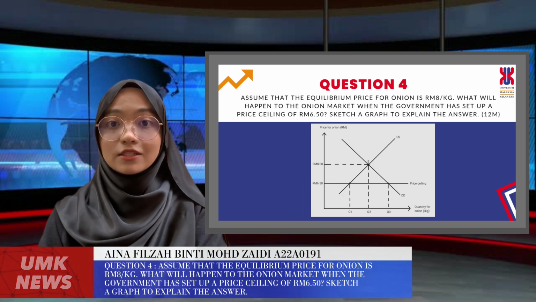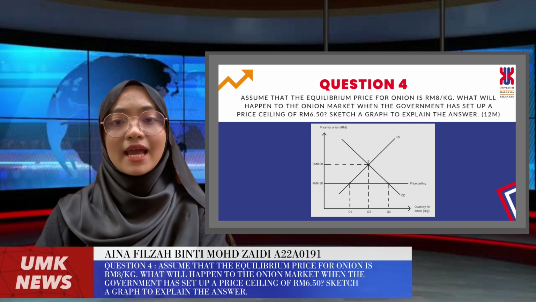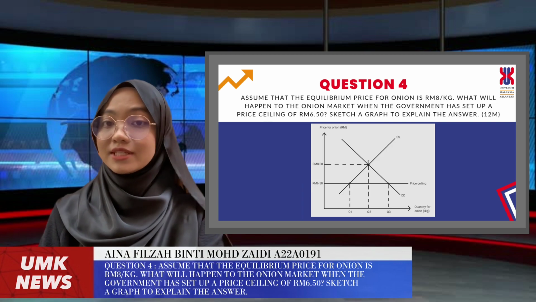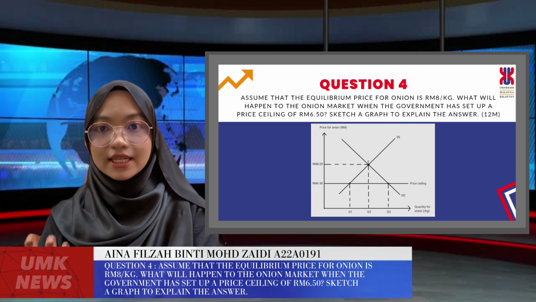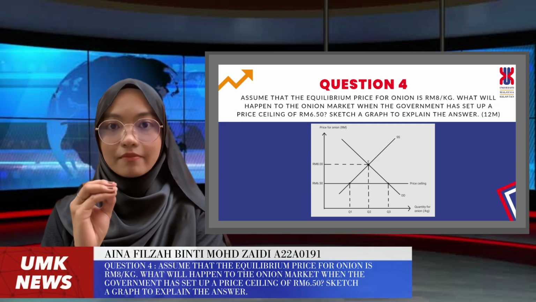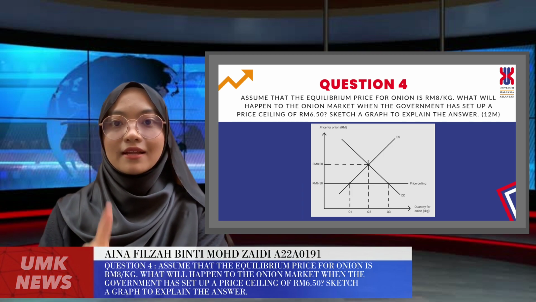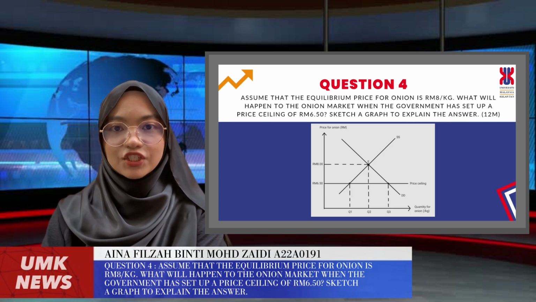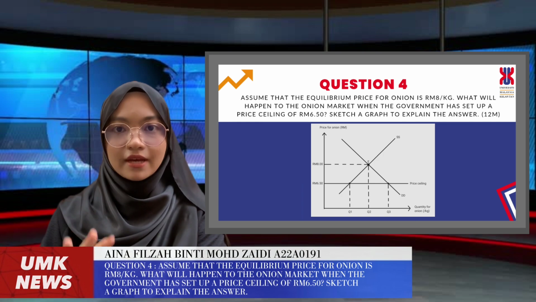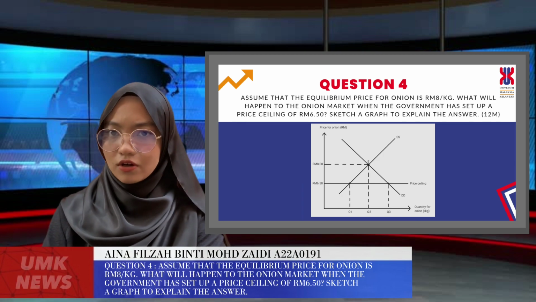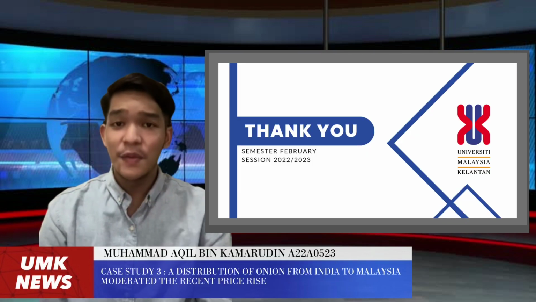Other than that, this can also create a shortage problem and price competition between sellers, rationing onion sales and using the black market to make a profit. This will have negative effects such as onion dumping in the short term and a lack of onion supply in the long term.